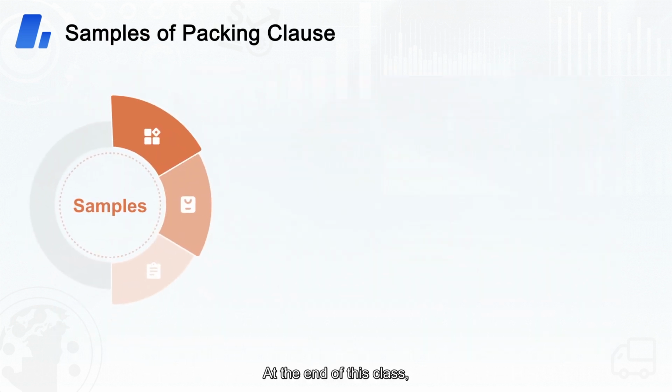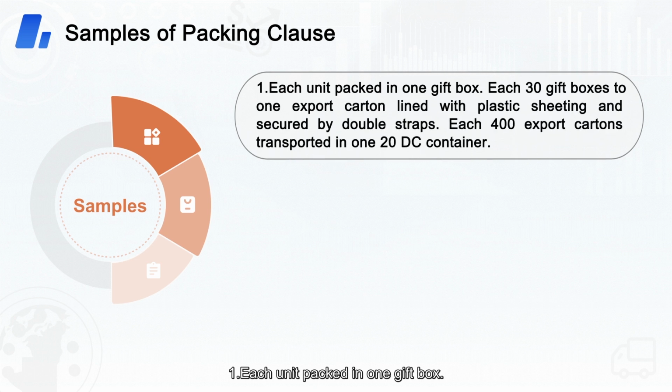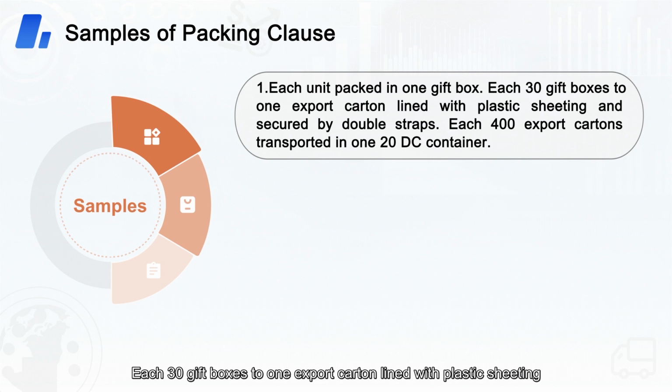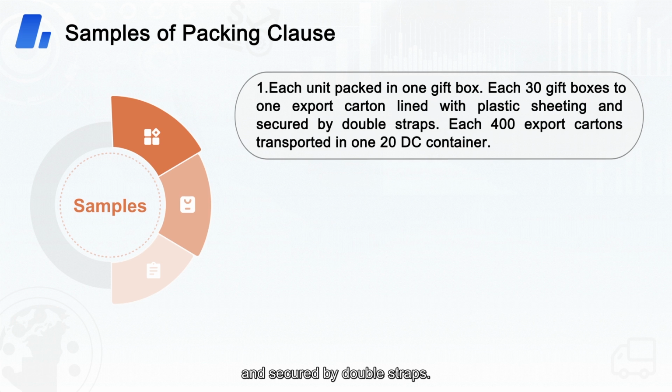At the end of this class, I'll show you some examples of packaging clauses. 1. Each unit packed in one gift box. Each 30 gift boxes to one export carton, lined with plastic sheeting and secured by double straps. Each 400 export cartons transported in one 20 DC container.